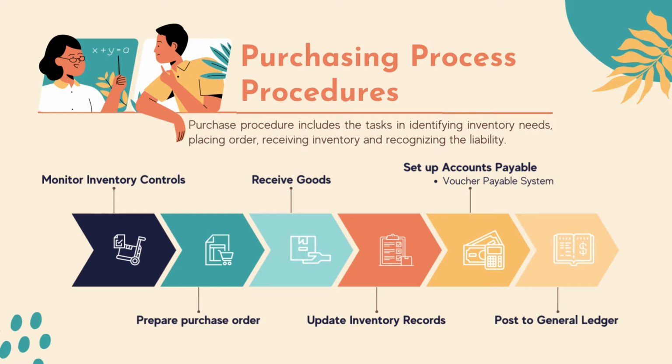Presented on your screen is how the process goes, starting with monitoring inventory, preparing the purchase order, receiving goods, updating the inventory records, setting up accounts payable, and posting to the general ledger.